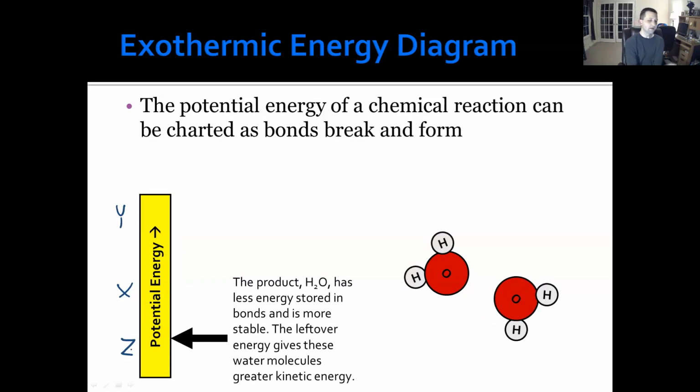So this is something called an exothermic reaction, which I know we're familiar with. We started at level X and we ended at level Z, which is lower. So energy was released in this process. That tells us that the bonds created here in H2O are very, very strong, and a lot of energy is released when those bonds are formed.